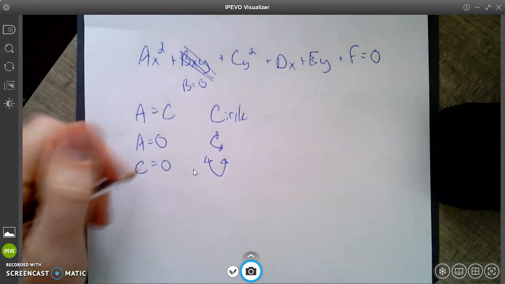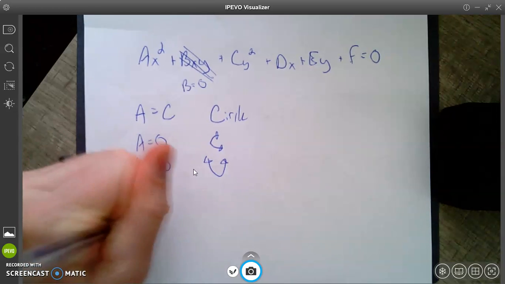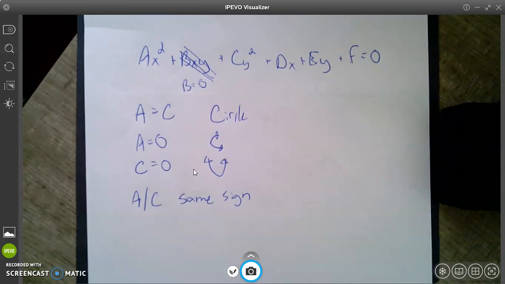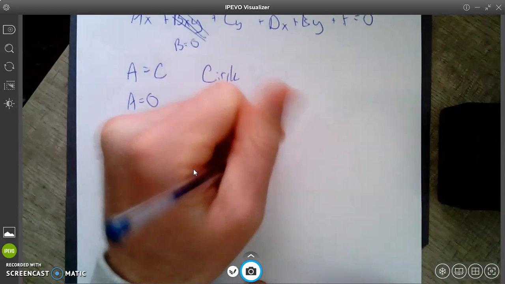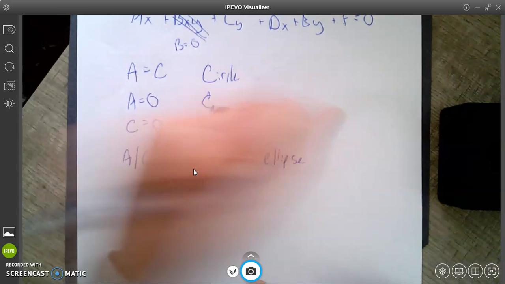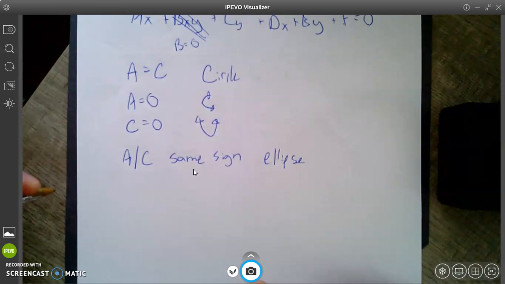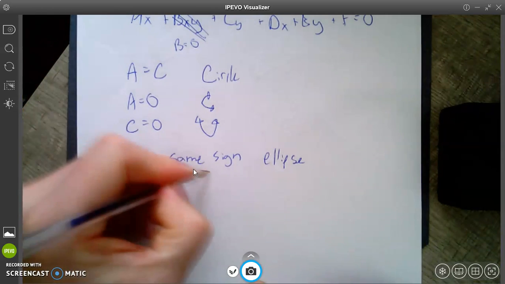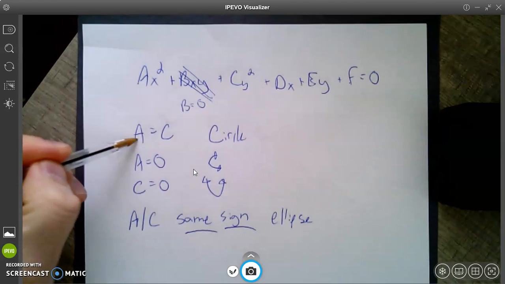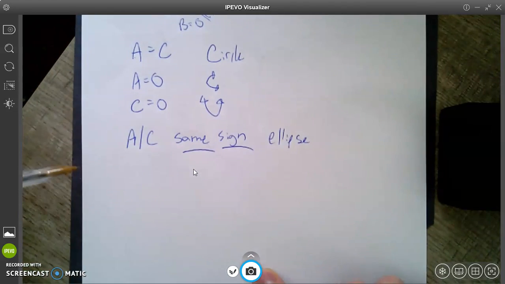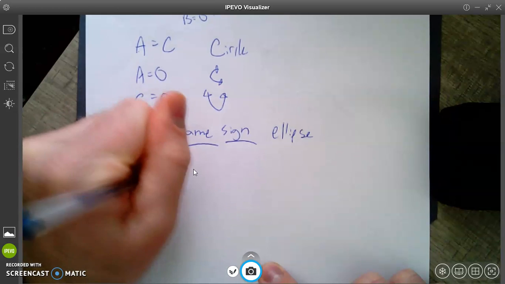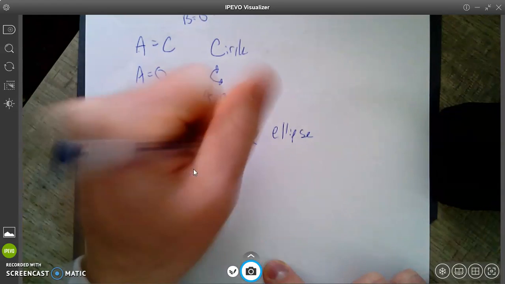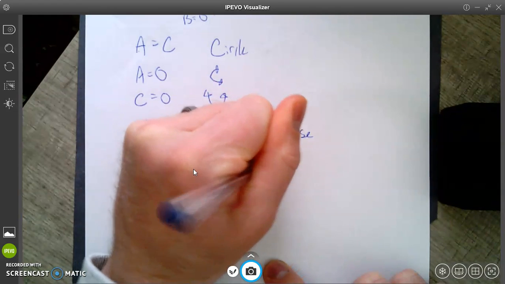Okay? The next one. If a and c have the same sign but different values, that makes it an ellipse. So if they're both positive, but one's 6 and one's 10, an ellipse. They're both negative, one's 7, one's 15, ellipse. They have to have the same sign, but different numbers, right? Because if they're the same number, that'd be a circle. It's an ellipse. And then finally, if a and c have opposite signs, doesn't matter what the numbers are, if one is positive and one is negative, that's a hyperbola.